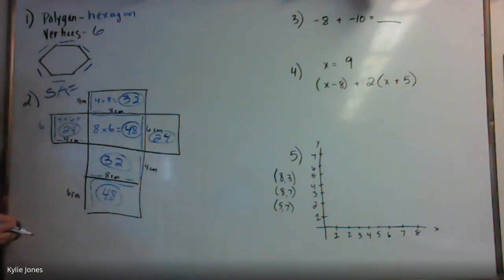What if you had a shape that didn't have letters like that and it didn't have the same length in each shape? Then it would not be a rectangular prism, and you'd have to find the surface area a different way.